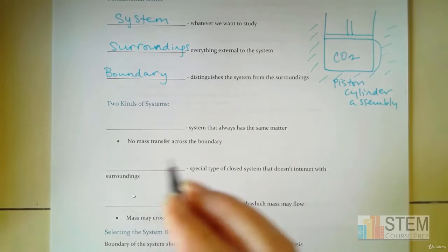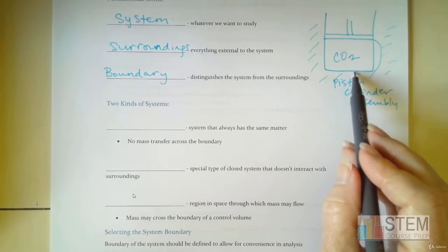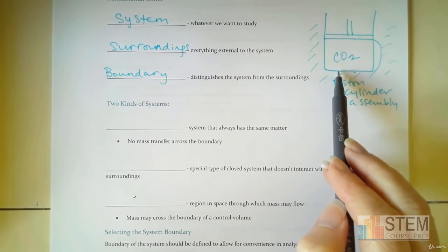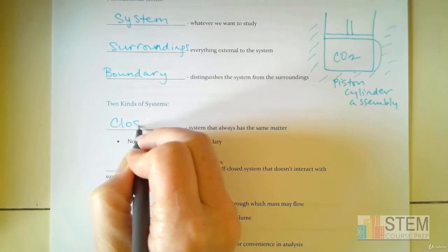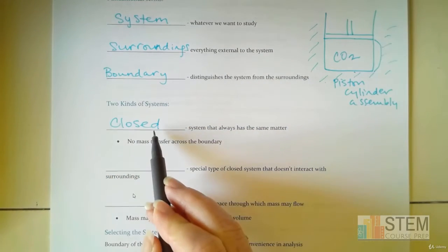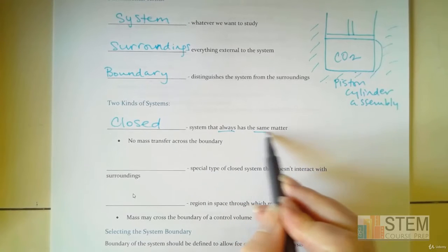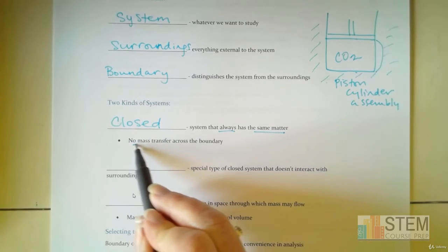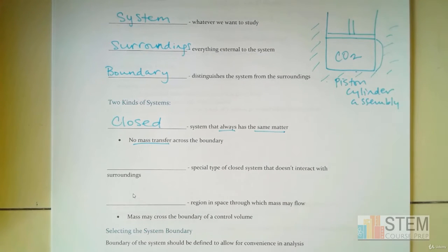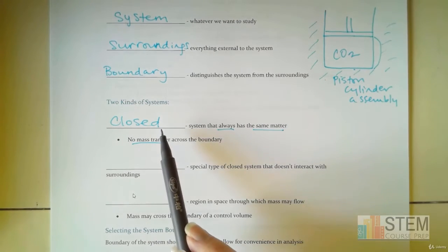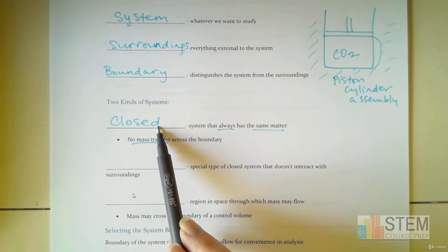Now we're going to have two kinds of systems. This kind of system we have here, if you look at it, there's no way for the CO2 to escape. Right? It can't leave the cylinder because the piston's keeping it in. This is going to be a closed system. A closed system is one that always has the same matter. So that means there is no mass transfer across the boundary. So there's no mass entering your system, there's no mass leaving your system. It's always going to stay the same. So that's a closed system. We are going to start out by analyzing this kind of system because these are simpler to analyze.